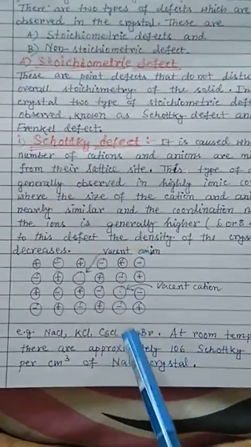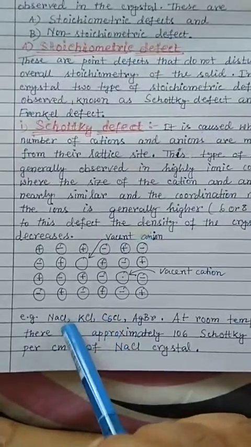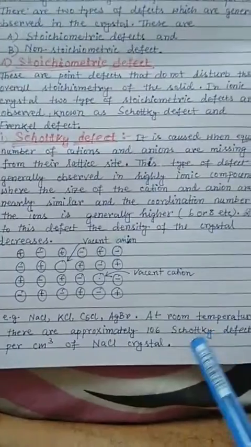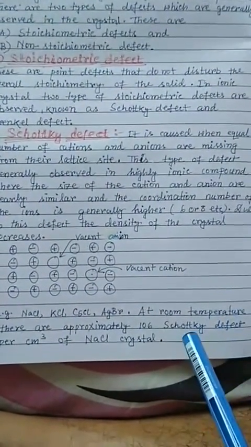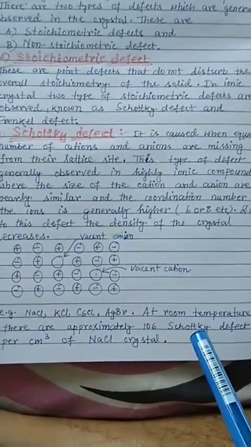Examples of crystals showing this type of defect are NaCl, KCl, cesium chloride, and silver bromide. At room temperature, there are approximately 10^6 Schottky defects per cubic centimeter of the NaCl crystal.